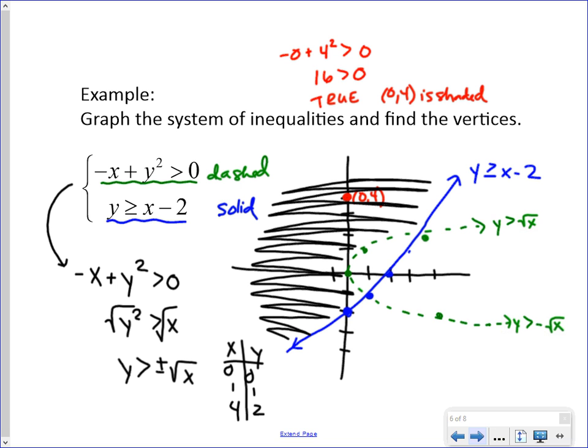You don't have to test the line, because it's y is greater than, and I would shade up. If I did test 0, 4, it would be true for the line. And so I would shade up.